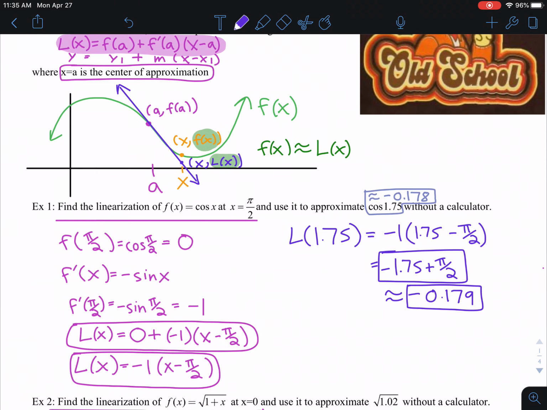So that's what we're looking at here, right? So this is an application of tangent lines, kind of back when calculus concepts were first being discovered and talked about, okay? So let's do another one.